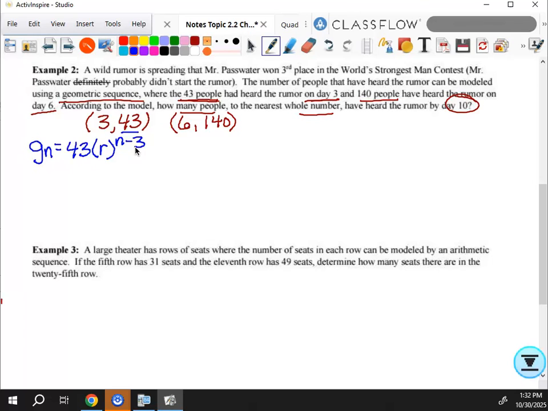So now I'm going to take this other one, and this is going to be my n, G sub n, that I'm going to put into my little blue equation here and get 140 equals 43 times R, which I don't know. Oops, put my parentheses in the wrong place. R, which I don't know, to the 6 minus 3 power. Okay. So we've got to isolate R.